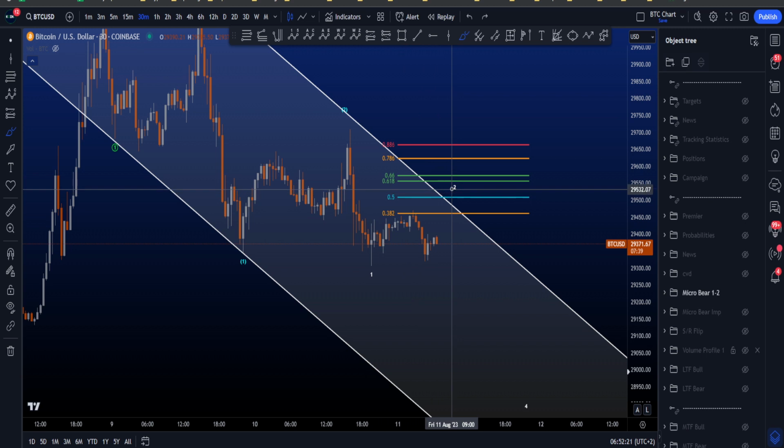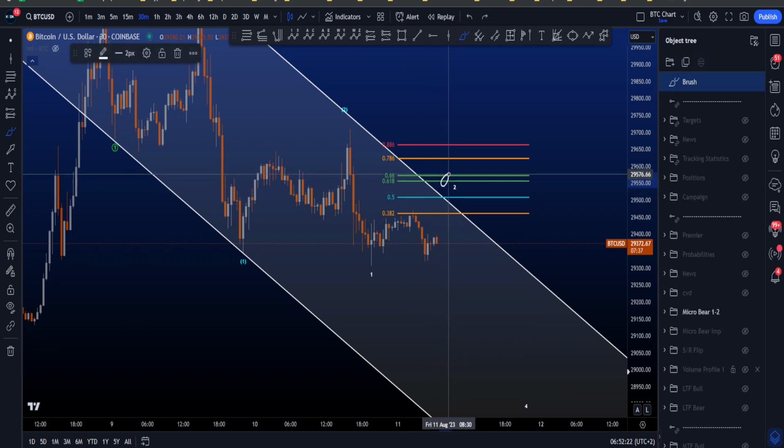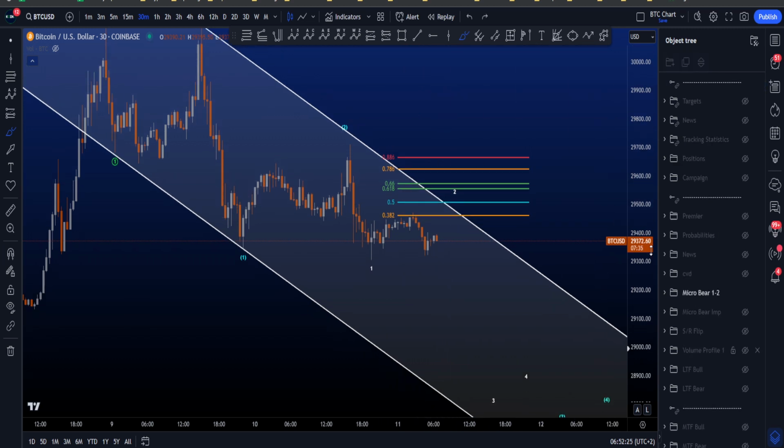Maybe it can go up to the 0.5? That's the question, or the golden pocket. We don't know yet, of course.